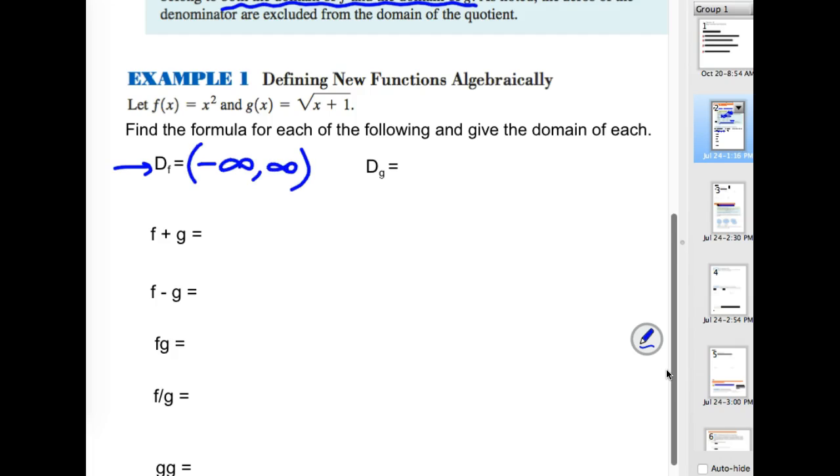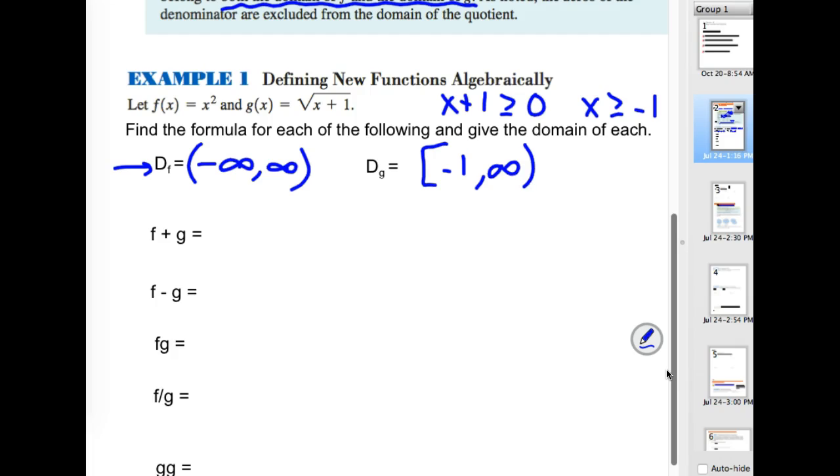For g of x, though, because it's in a square root symbol, we have to worry about that x plus 1 cannot be negative. It can be 0, but it can't be negative. So that means that x has to be greater than or equal to negative 1. So our domain would be from negative 1 on up to infinity.